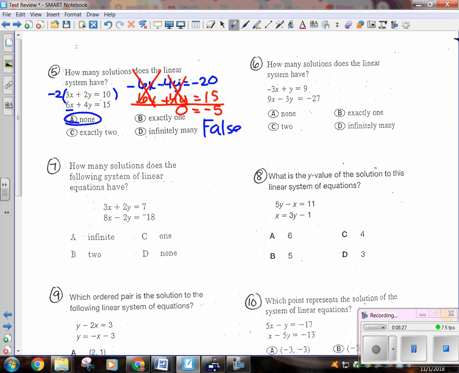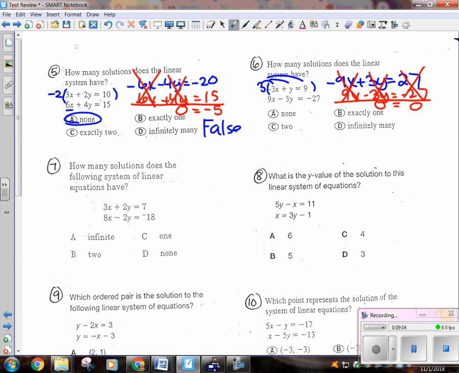Number 6, how many solutions does this one have? I'm going to take the same approach. I got a positive 9, I need a negative 9. So what if I multiply this by 3? Multiplying everything by 3, I get negative 9x, positive 3y, and positive 27. The bottom equation is 9x minus 3y equals negative 27. Interesting. X's cancel. Y's cancel. Positive 3, negative 3. 27's cancel. Positive 27, negative 27. But this time I actually get 0 equal to 0.